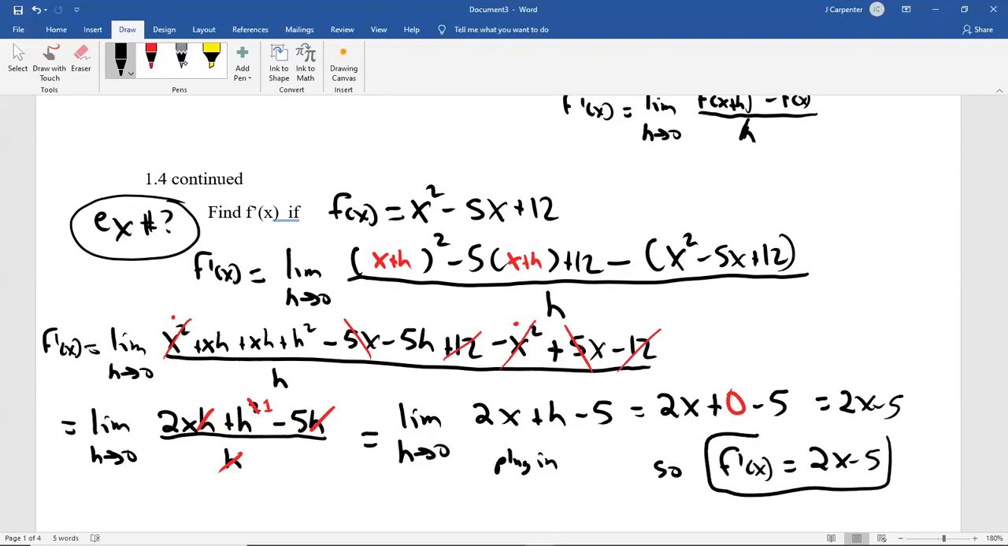So what that means is, if I have a particular x value I want to know the slope of this curve at, because its slope changes constantly, if I want to know what happens at x equals 1, what's its slope? 2 times 1 is 2, minus 5 is negative 3. Its slope is negative 3. If I want to know what happens at 10, 2 times 10 is 20, minus 5 is 15, so its slope is 15 at x equals 10. If I want to know what happens at 100, you get the idea. You can do this for any x value.